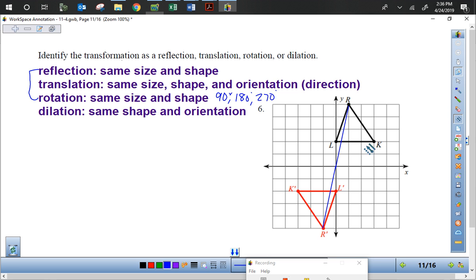So the next one, K to the origin, and the origin to K prime again is a line, and that matches up. Last one, L to the origin, and then the origin to L prime. All of those form lines. That makes it a rotation. Specifically, a line is 180 degrees. So this one is a rotation of 180 degrees.